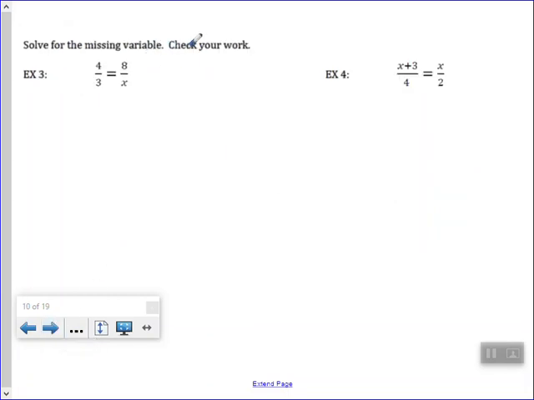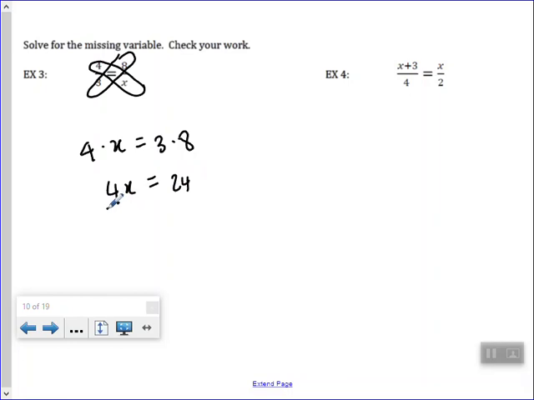Solve for the missing variable, check your work. You do the same thing, you're going to cross multiply. So 4 times x is equal to 3 times 8. 4 times x is 4x. 3 times 8 is 24. Divide both sides by 4. x equals 6.